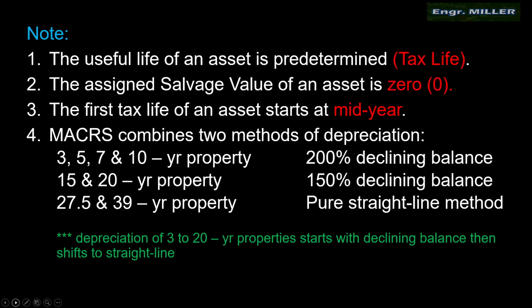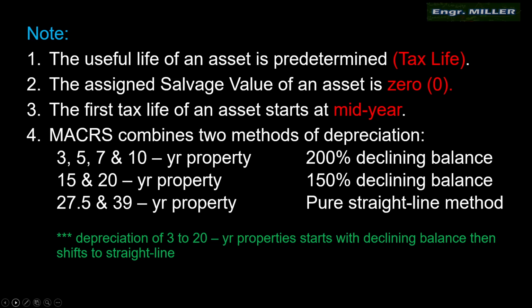In fact, yung mga period na 3, 5, 7, and 10-year property, yung mga yan ay 200% declining or yung tinatawag nating double declining. Yung mga 15 to 20-year property, based doon sa table ni IRS, ito ay 150% declining balance or 1.5 declining balance. At yung mga 27 years and above, they are simply considered as pure straight line method.